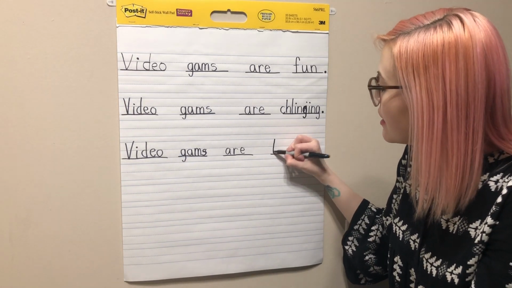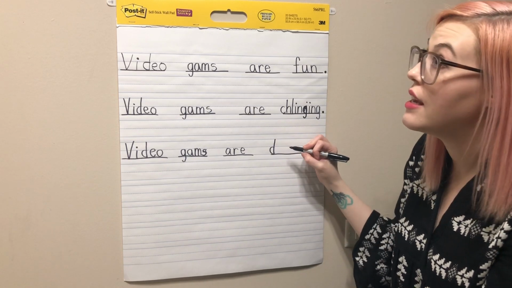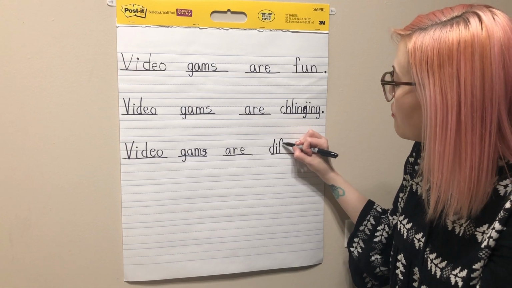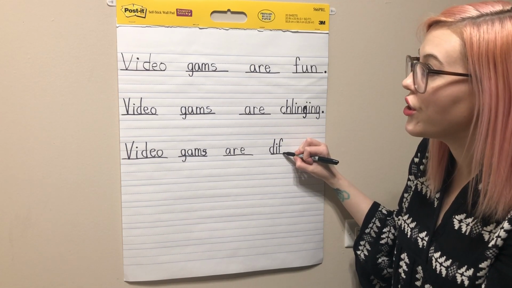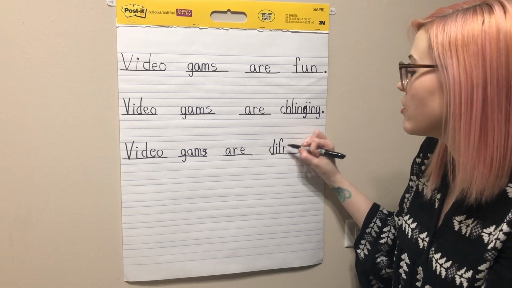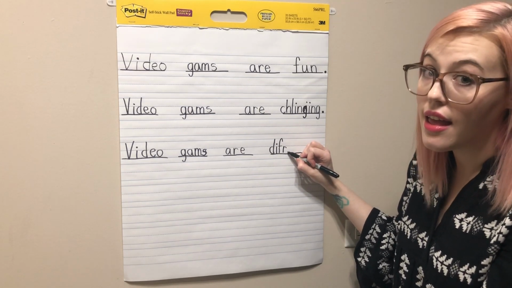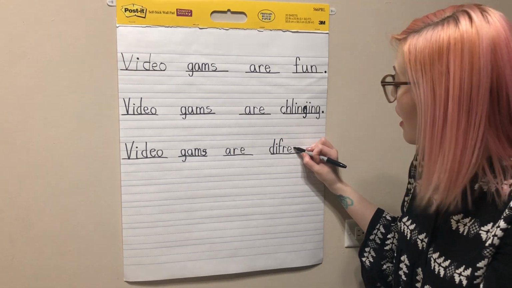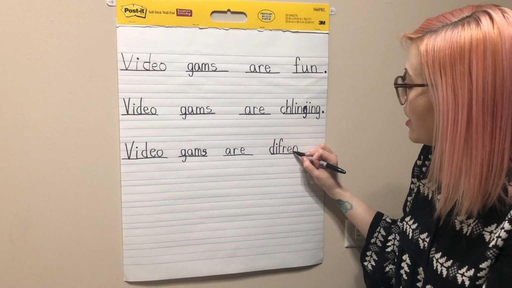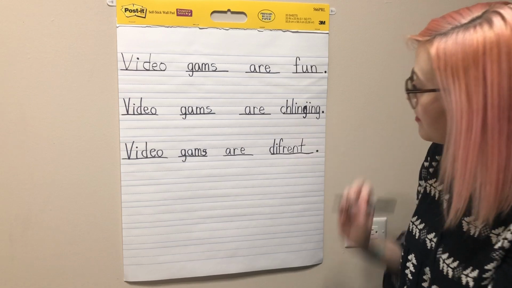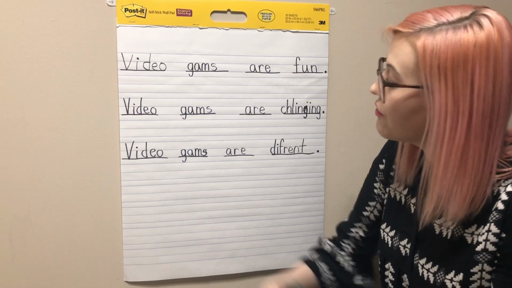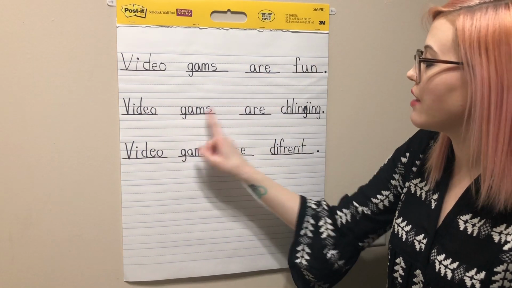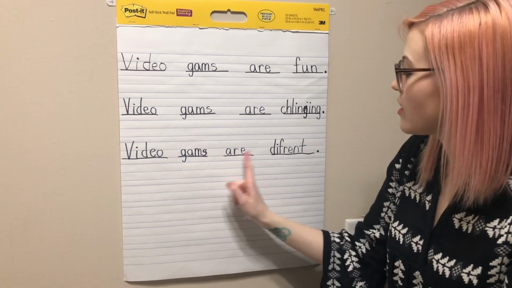Different. D says d. I says i. F says f. D, i, f. D, i, f, er. E says e. N says n. Different. T says t. Video games are different. Video games are fun. Video games are challenging. Video games are different.